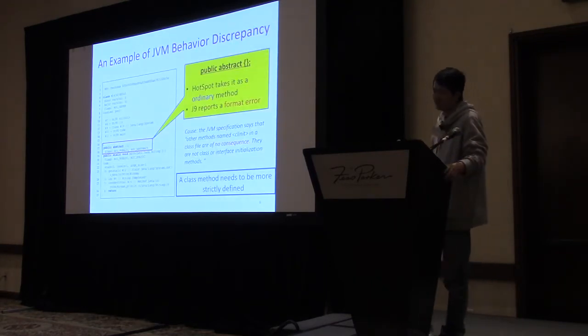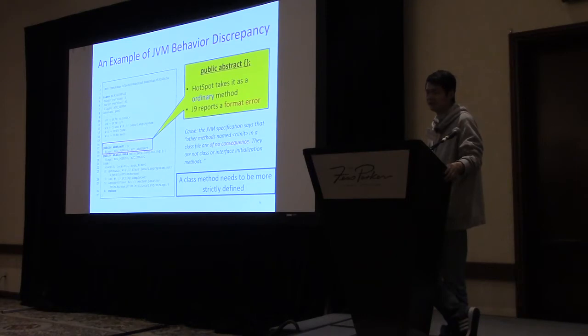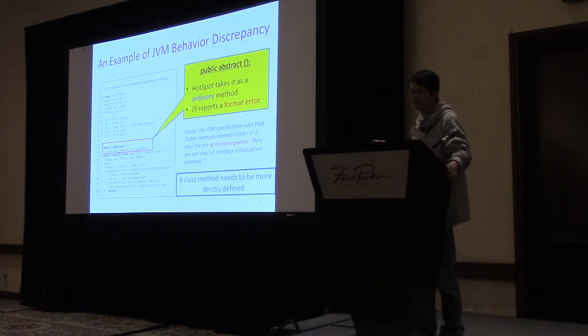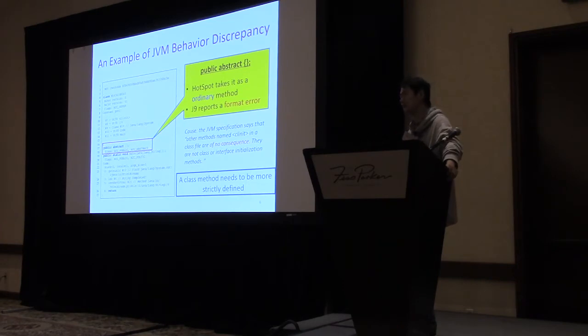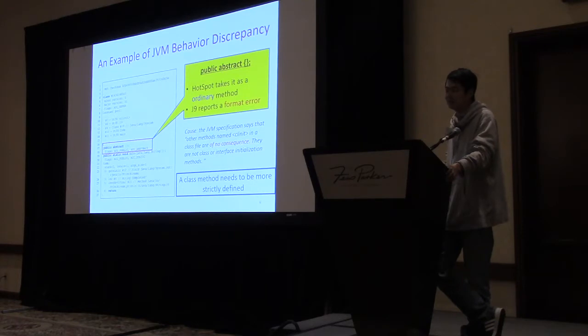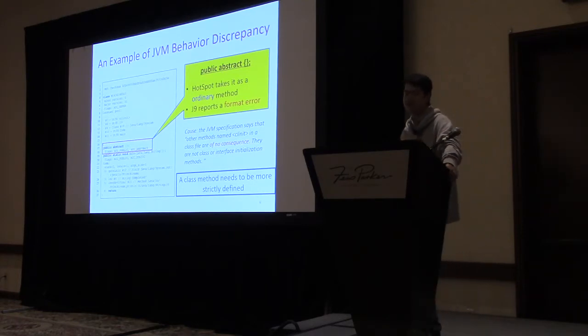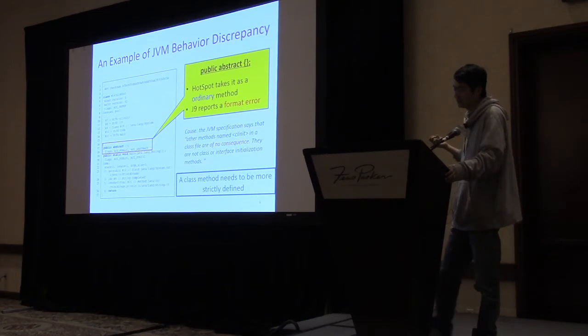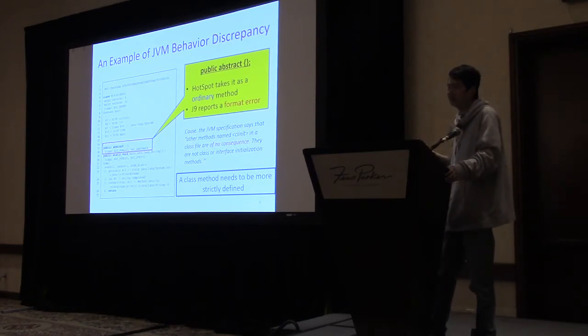In fact, our study clearly indicates that there exist some discrepancies in JVM implementations. For example, this class file can reveal a behavior discrepancy between HotSpot and J9. This is a method. This method is in fact a class initialization method. It does not have the static flag, and this method HotSpot treats as an ordinary method, while J9 throws a class format error. The cause of this discrepancy is, in fact, related to an unclear definition in the specification, which we will explain later.